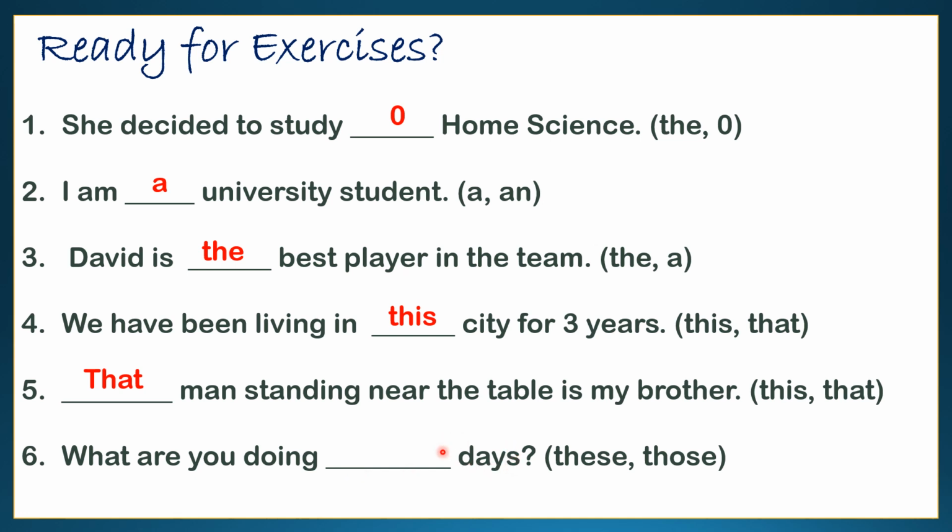Now next one, what are you doing dash days? Days is plural, so we are given two choices which are appropriate for a plural noun. But if we look at the tense here, we are using the current present tense, present continuous tense, are and doing. So for present tense we should be using these. For past tense we should be using those. So here we should go with these. What are you doing these days? I hope you understood.